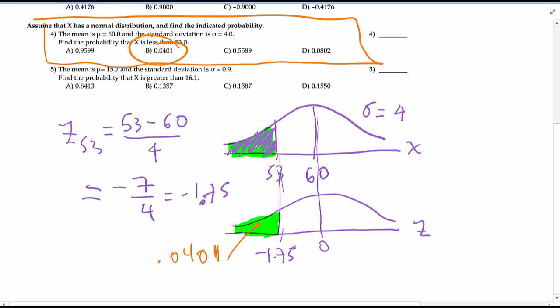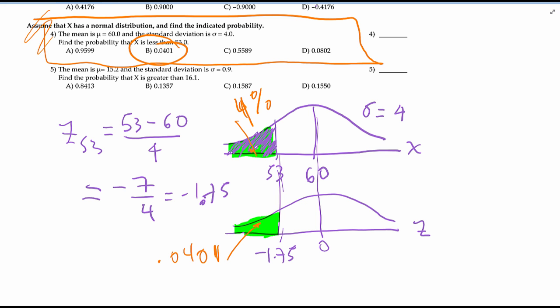Okay? So that is only 4% of the values in essence. Only 4% of the values are below 53. That corresponds to about 4% of the data. But that is the answer. Okay, very good. So now let's do problem number 5.